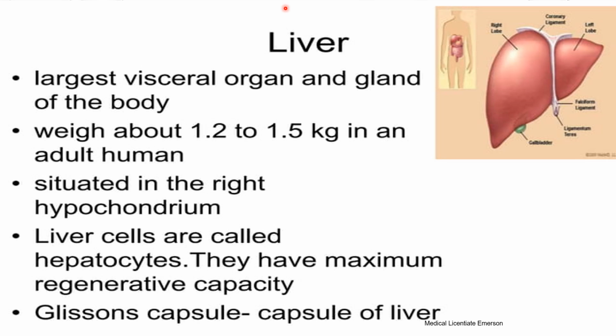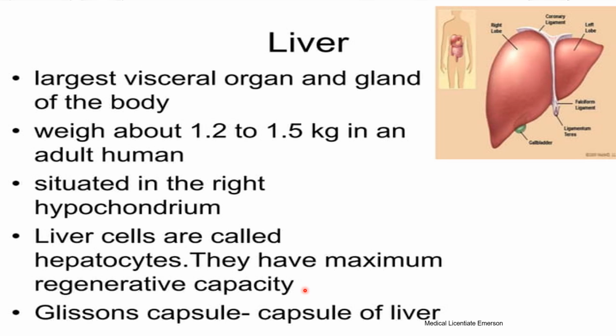So let's start with the liver. The liver is the largest visceral organ and gland of the body and weighs about 1.2 to 1.5 kg in an adult human. It is situated in the right hypochondrium, and the liver cells are called hepatocytes, and they have a maximum regenerative capacity.